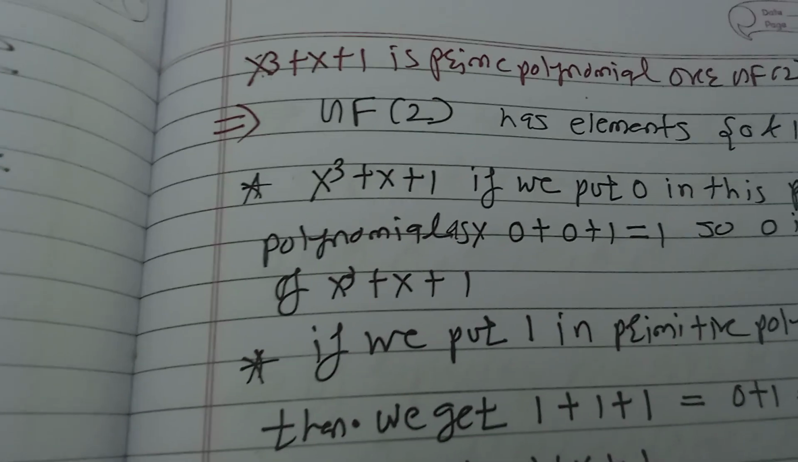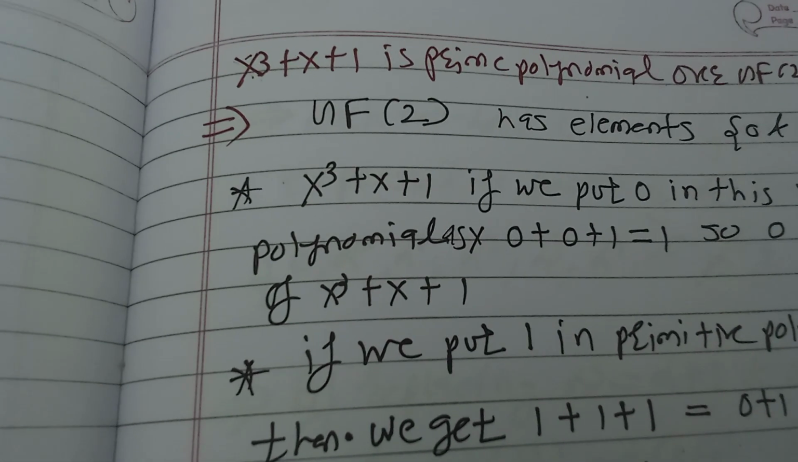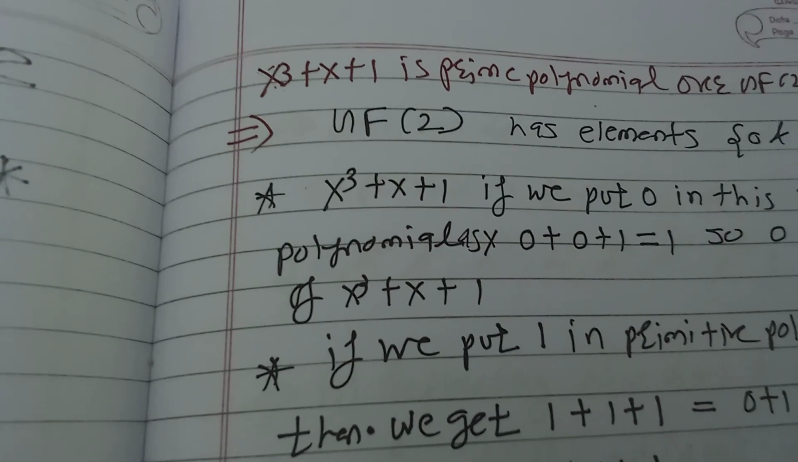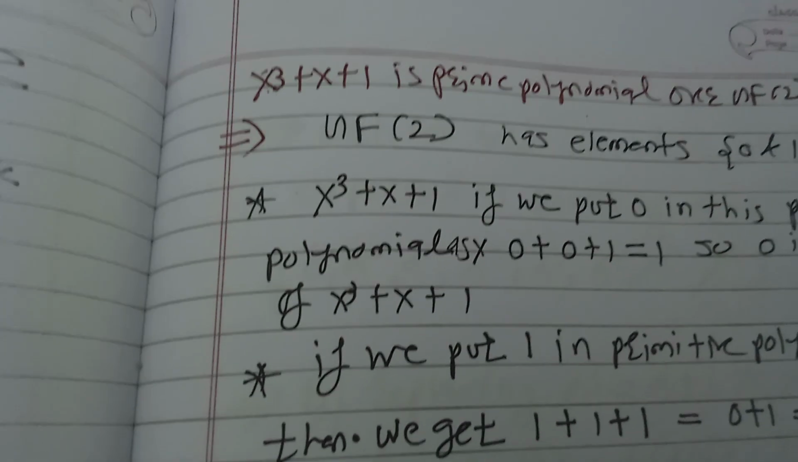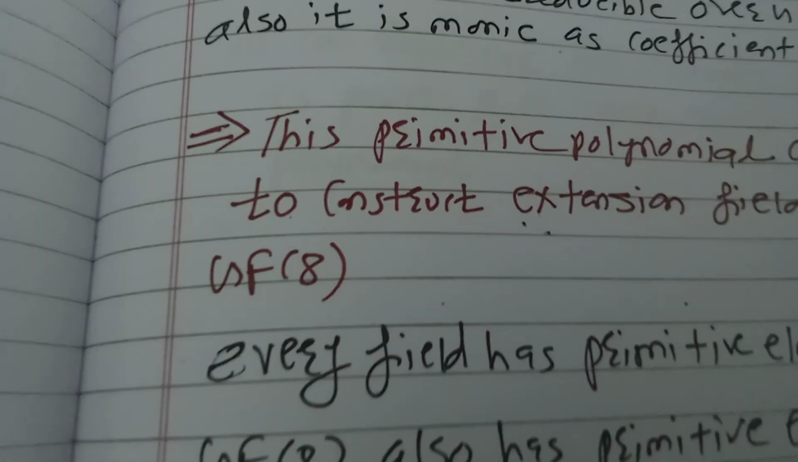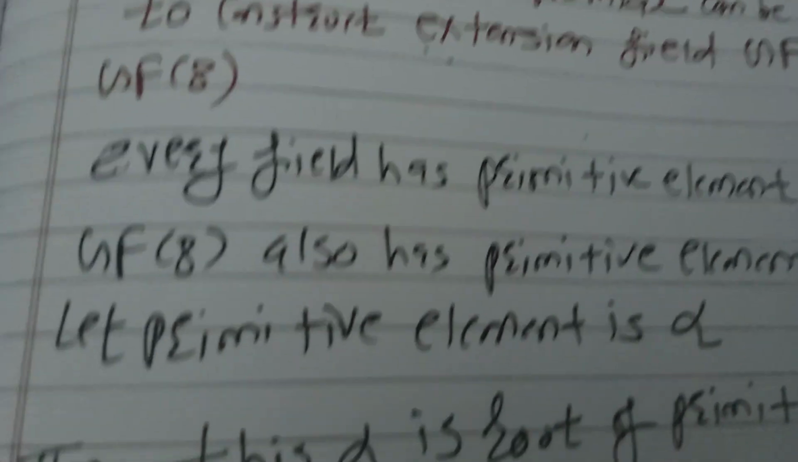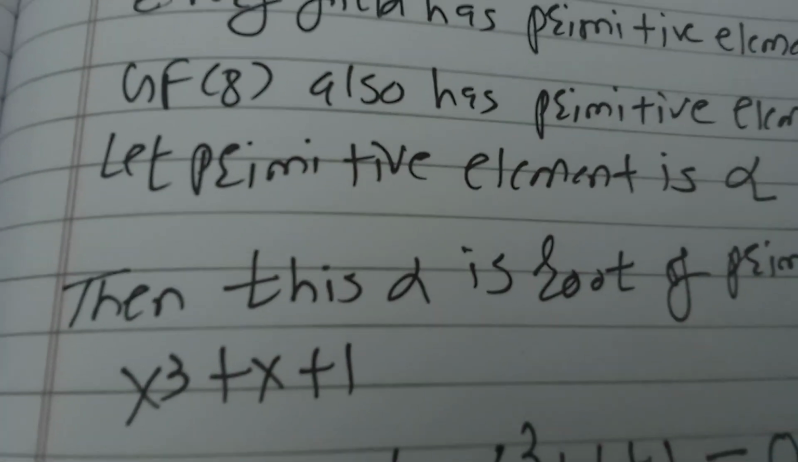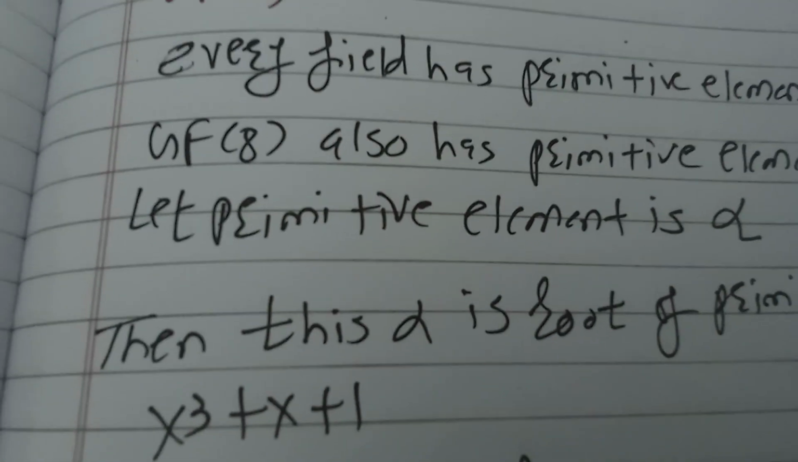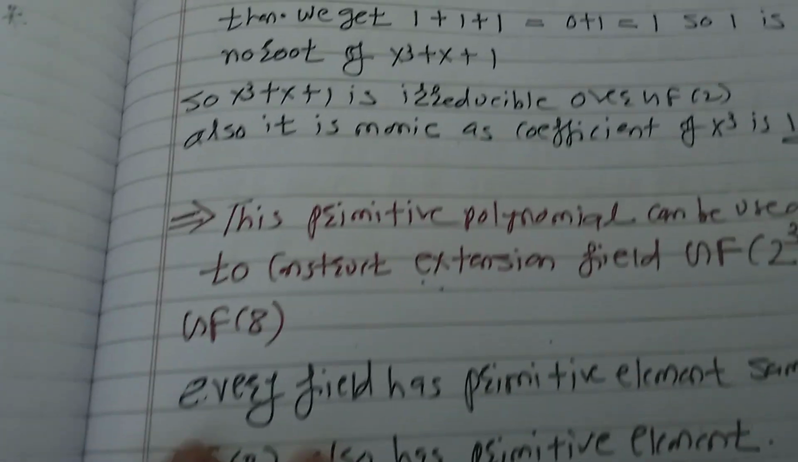So Galois field 8 has a primitive element, because every field has a primitive element. Let that primitive element be alpha. So that alpha is the root of this primitive polynomial. So the primitive polynomial has no root in the base field, but it has a root in the extension field.